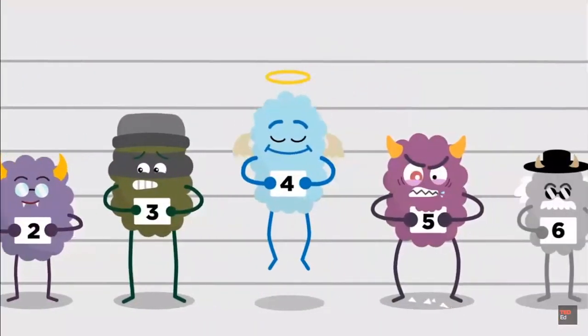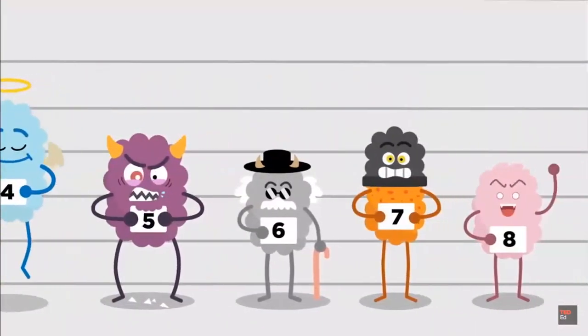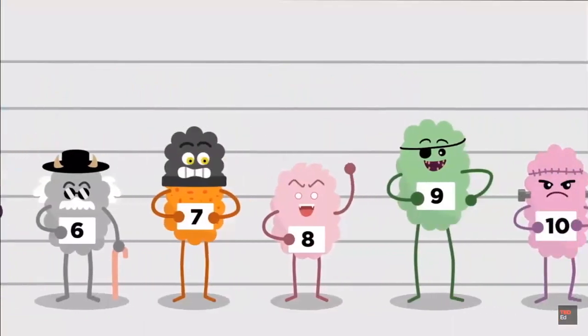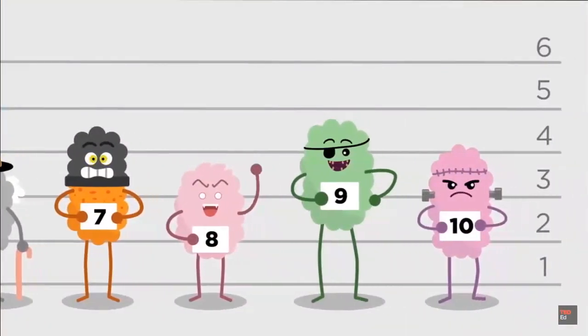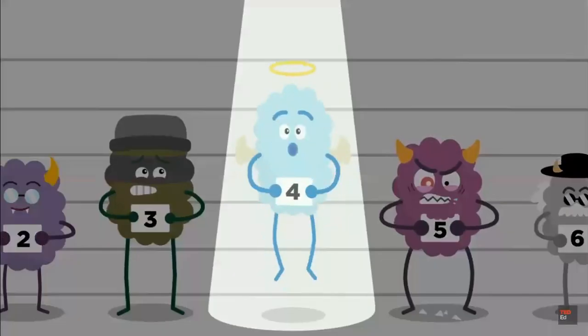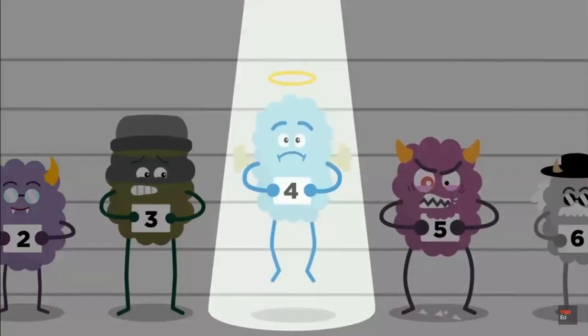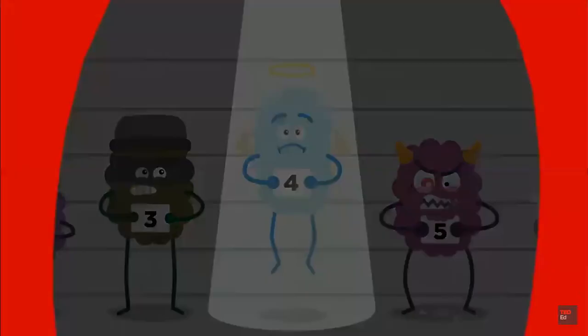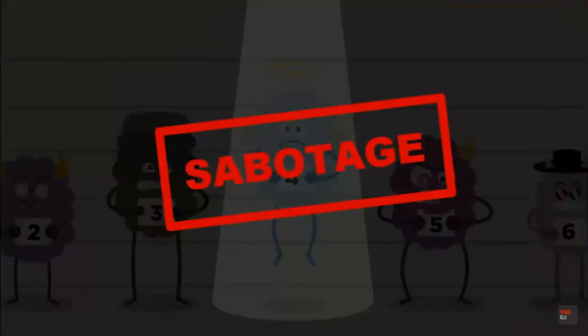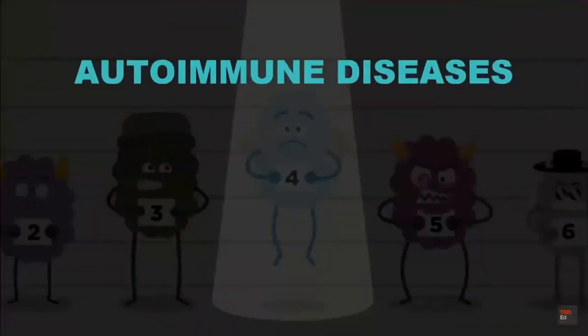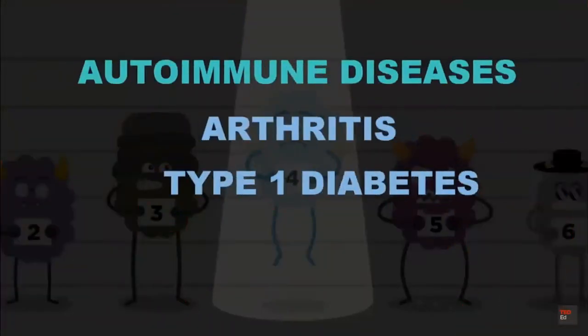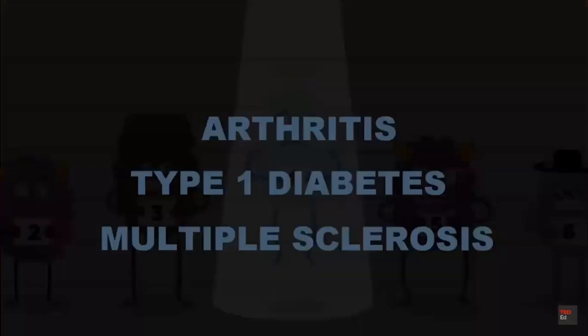It doesn't always work so well. Some people have autoimmune diseases, which trick the immune system into attacking the body's own perfectly healthy cells. No one knows exactly what causes them, but these disorders sabotage the immune system to varying degrees and underlie problems like arthritis, type 1 diabetes, and multiple sclerosis.